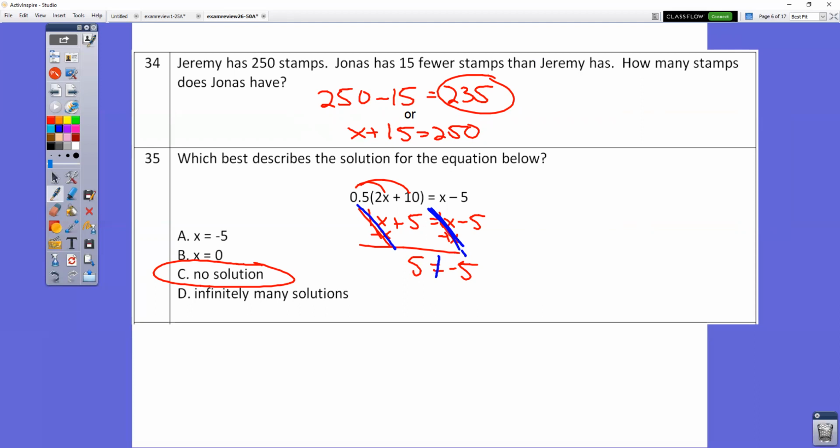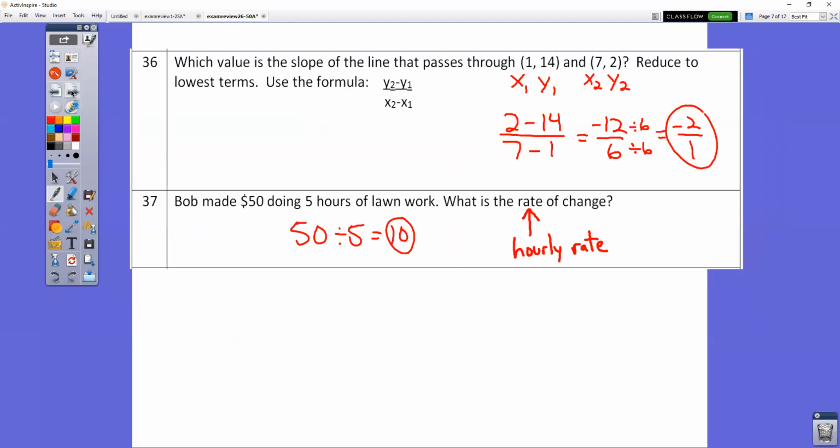When is it going to be infinite solutions? If all the letters canceled out and we ended up with the same thing on both sides, that's when it would be infinite solutions. But no solutions, the numbers don't match.